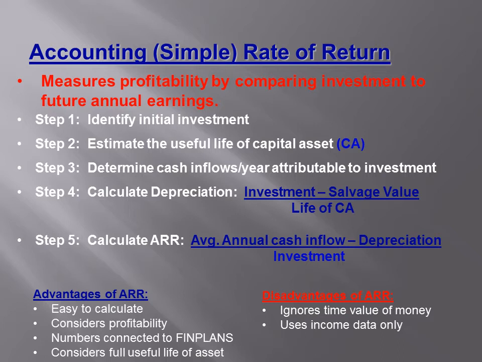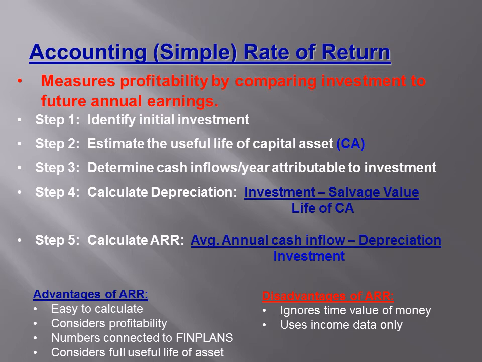Step 3, you have to determine your cash inflows per year that are attributable to that particular investment. Step 4, you want to calculate depreciation. Now, depreciation is calculated by taking your investment, subtracting it from the salvage value. Salvage value is the amount that it's worth after its useful life has expired. And then you want to divide that over the life of the asset.